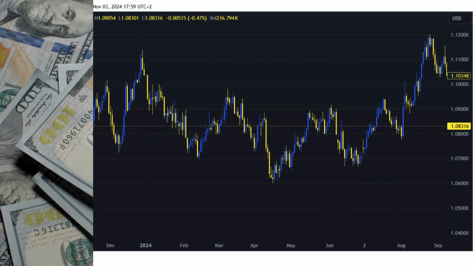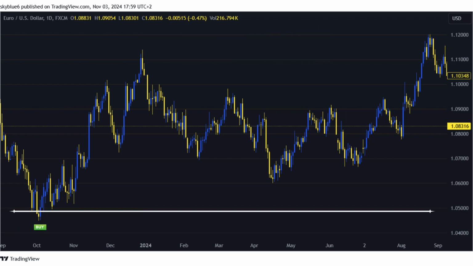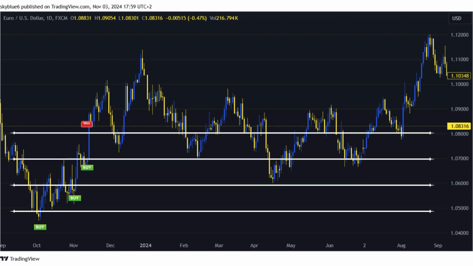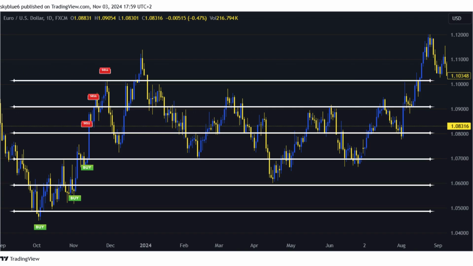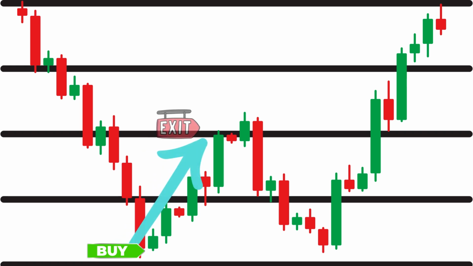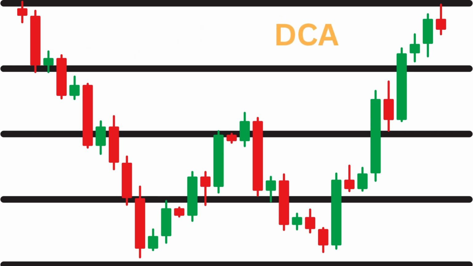This one's for you. First, let's quickly define grid trading. Grid trading is a method where we place multiple buy or sell orders at various price levels, creating a grid across different price points. As the market moves up and down within the grid, these orders are triggered automatically. This can be particularly useful in a sideways market where prices fluctuate within a range. With grid trading, the idea is to make small, consistent profits on each price movement rather than waiting for a big trend move. And when combined with DCA, or dollar cost averaging, we can further reduce our risk and enhance our gains. Let's get into how DCA works and how it fits into this strategy.